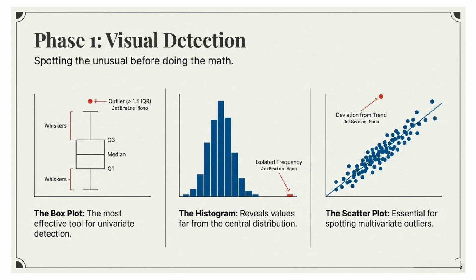In visual detection, plots help us quickly spot unusual values. A box plot highlights extreme values using whiskers and quartiles, making it ideal for finding outliers in a single variable. Histograms show how data is distributed and reveal values that appear far away from the main cluster. Scatter plots are especially useful when working with two variables, as they expose points that break the overall trend.